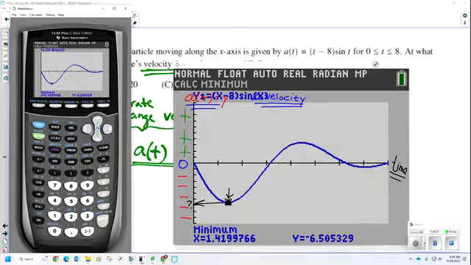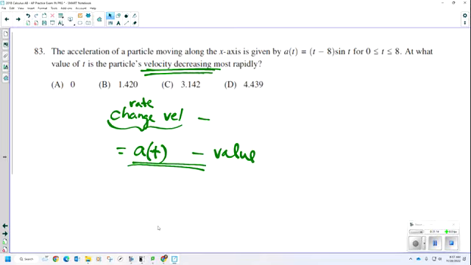1.419 or 1.420. And my actual y value is negative 6.505. Remember, I want the time. They're asking me when. So I want the x value. 1.420 if I round that. Okay? That looks like choice B.